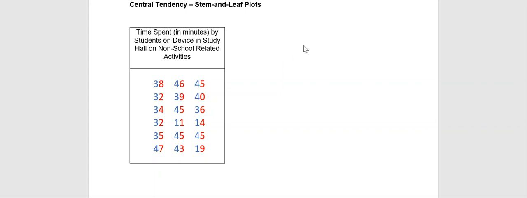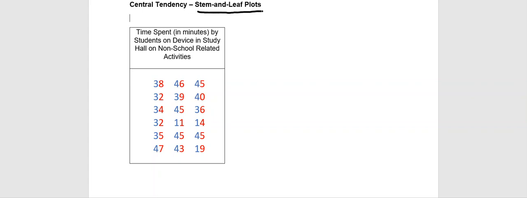In this unit of central tendency, we're going to be investigating ways to present data and also ways in which to measure data, doing such things as finding the mean, the median, the mode, etc. But for now, we're going to focus on presenting the data. And one way we can do that is by way of a stem and leaf plot. So that's what we're going to talk about today.